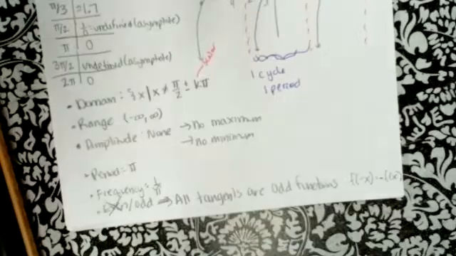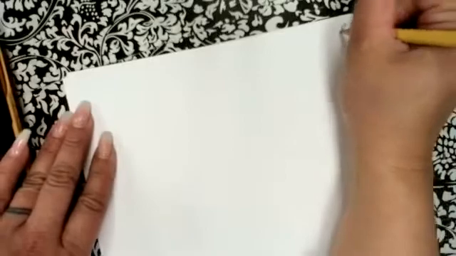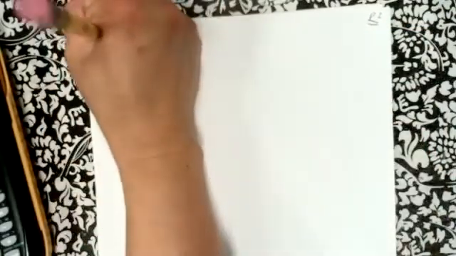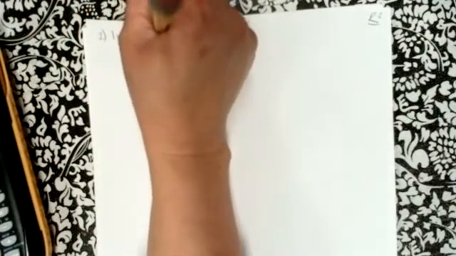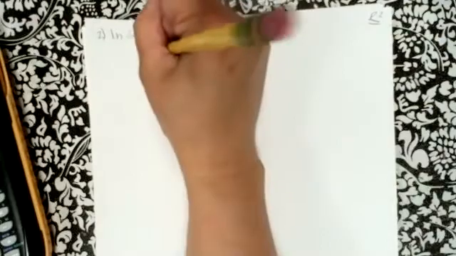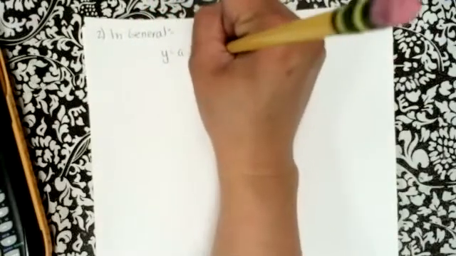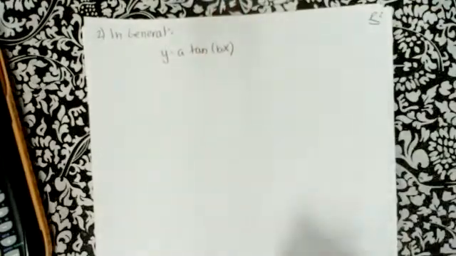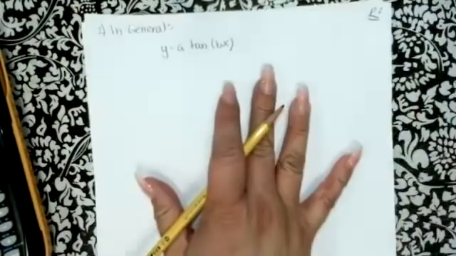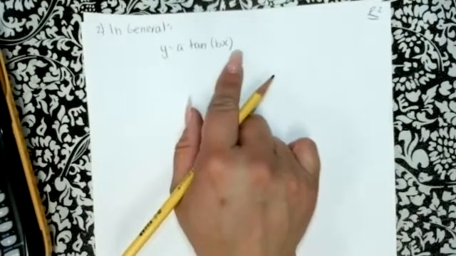Let's go into some general rules before we start graphing some and start translating them. So in general, we are going to have the formula y equals a tangent of bx. Now it looks very similar to the function of sine and cosine. But here we have y equals a and then tangent of bx. This one's going to have a different period because sine and cosine had a period of 2 pi, tangent doesn't. So the a right here is still going to be the reflection over the x-axis.